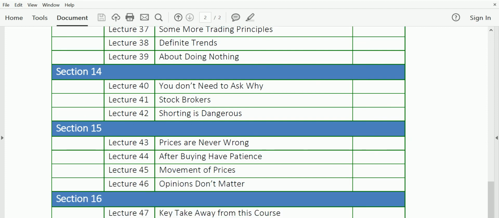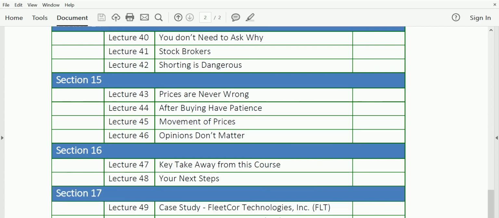Section 15, we're going to get into how prices are never wrong and opinions often are. Lecture 44, we talk about after buying, have the patience to wait to see how the stock is going to do. And lecture 45, we talk about the movement of prices and looking at prices and the importance of prices. And again, lecture 46, we talk about opinions, how that doesn't really matter. And section 16, lecture 47 and 48, we talk about takeaways from this course and the next steps.